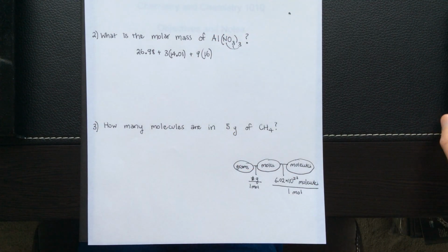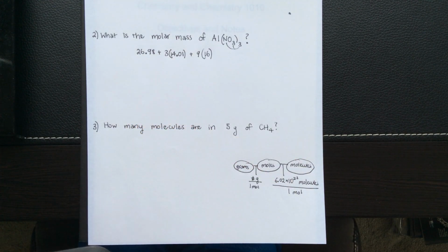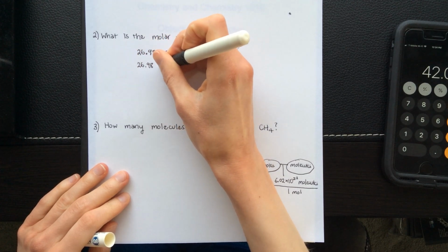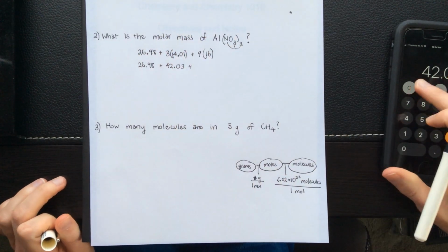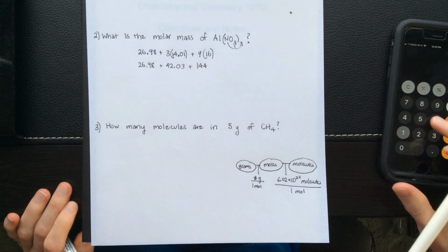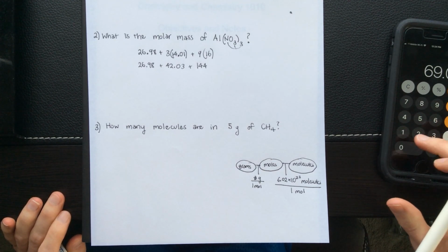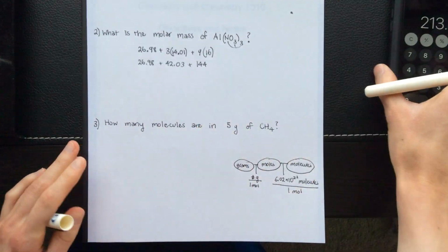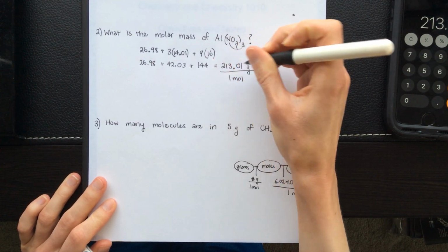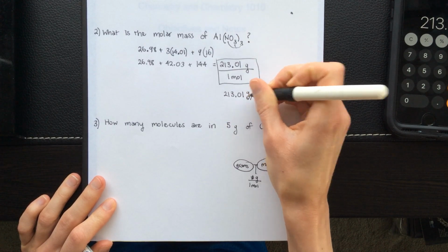All right, and then you have to add all of this up. If you want to just be really safe, you can multiply these out individually. So 3 times 14.01 is 42.03. So we got 26.98 plus 42.03 plus 9 times 16, which is 144. Then I just need to add those all together: 26.98 plus 42.03 plus 144. I just did that on my calculator. I got 213.01. And then the units of molar mass are grams per 1 mole. So that's the molar mass. You could also see it written as 213.01 grams per mole, like grams / moles.